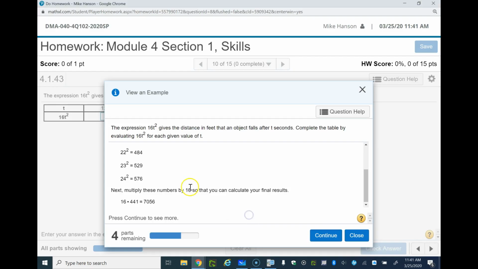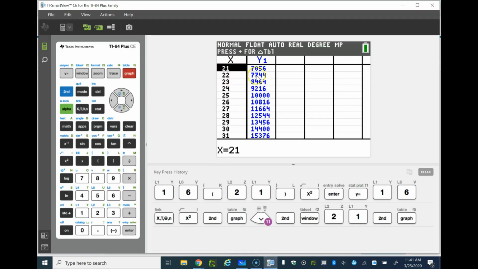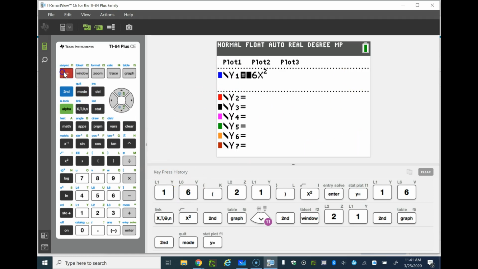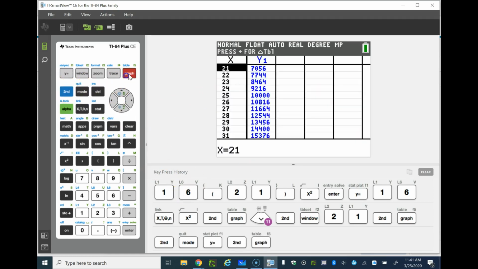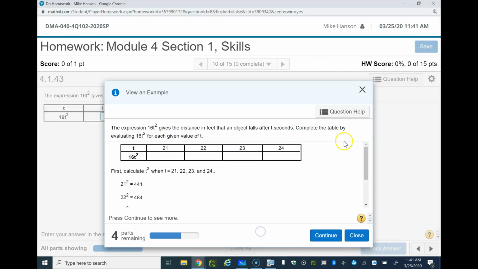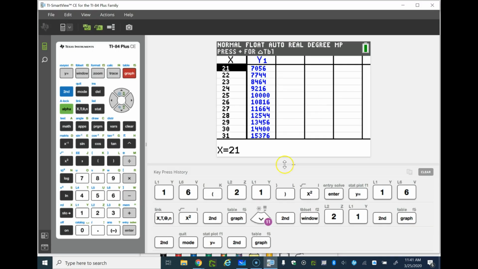What are the other ones? I think they want us to figure out 22, 23, and 24, so it's all listed here. 22 is equal to this, then 23, 24. It keeps us from putting every single one in our calculator by using the y equals feature and second table to bring out that table. It's just a quicker way to do it. There's no right or wrong, but like I said, it can make things a little bit quicker. Those are the two I wanted to show you in section 1. Let's move on to section 2 now.